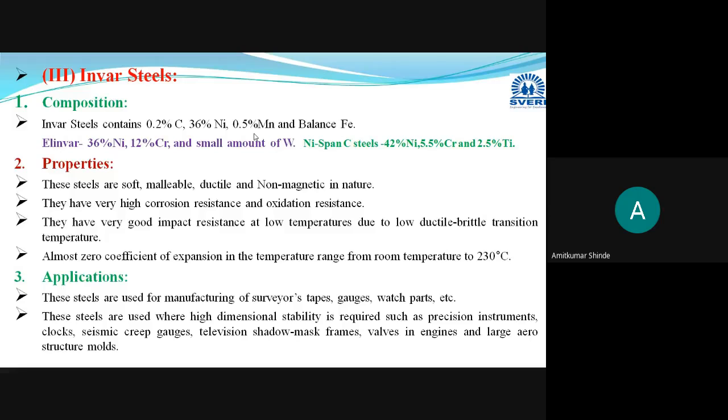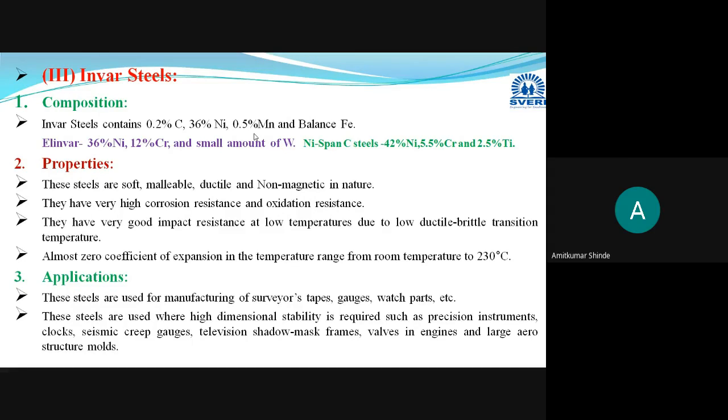And the next important property is that it has almost zero coefficient of expansion within the temperature range starting from room temperature up to a higher temperature range of 200 to 230 degrees Celsius. It means that due to a change in temperature, that particular material does not change its dimensions. That is termed zero coefficient of expansion. With a rise in temperature also, its dimensions will remain firm.